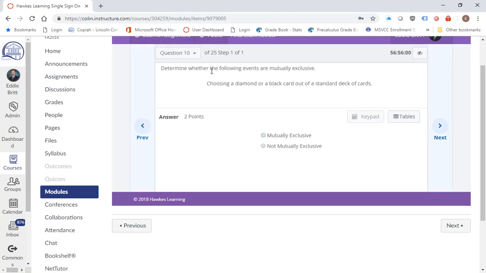Now, determine whether the following events are mutually exclusive. That means, can they overlap? The event is choosing a diamond or a black card out of a standard deck of cards. Can we choose a diamond and a black card at the same time? No, we can't, because diamonds are red. The diamond is going to be a red card, and then the other is a black card. You can't get both at the same time, so they are mutually exclusive.